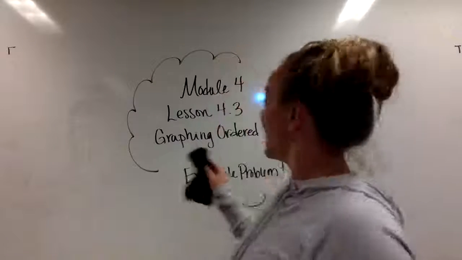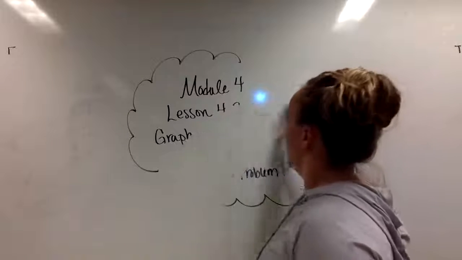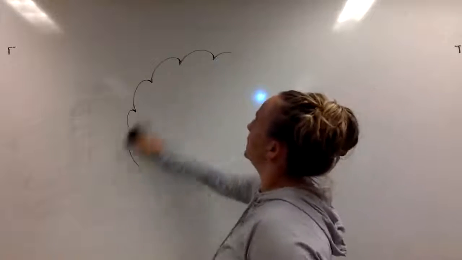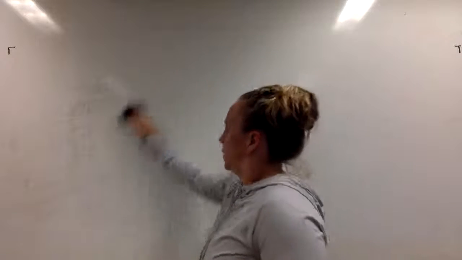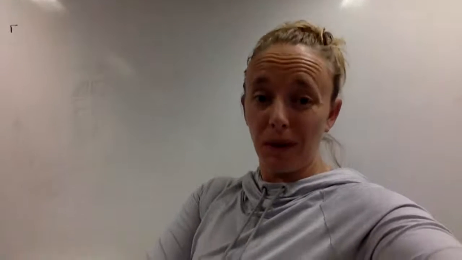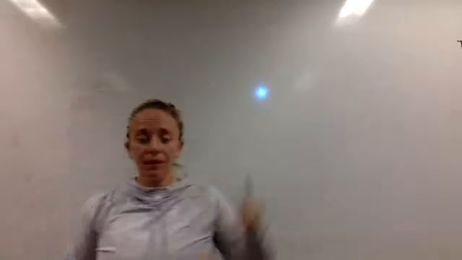Hey, we are looking at graphing ordered pairs and we're looking at an example problem. If you already understood things from the last two videos, you might just want to jump into the must-do problems in Canvas. However, if you need a little bit more time and you want to see another problem, let's do one more up on the board.